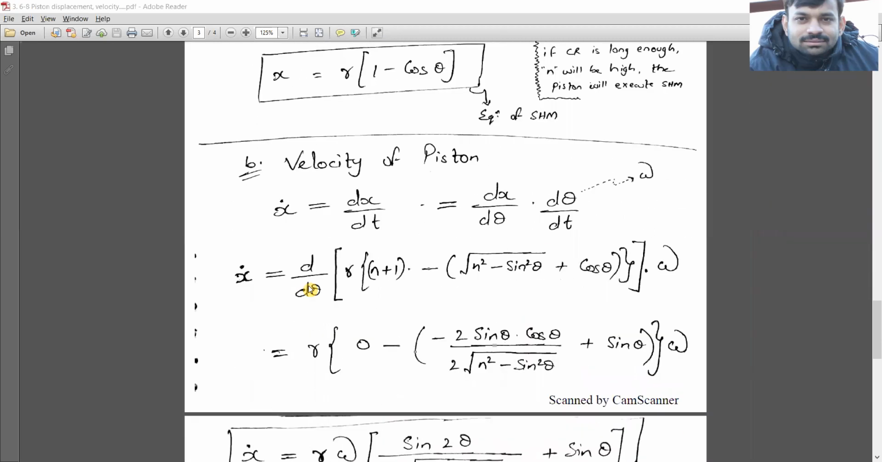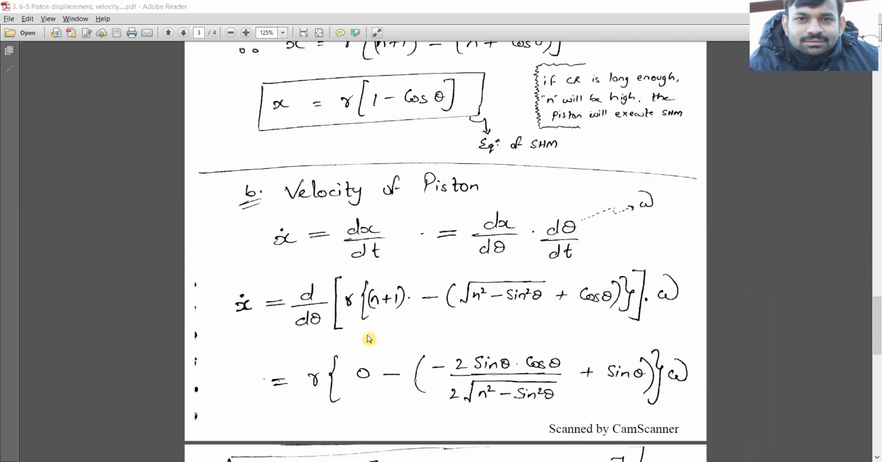We'll differentiate this equation with respect to theta. So here there is no theta term, so this will become 0, and this is simple differentiation. n square minus sine square theta once differentiated with respect to theta will give 2 sine theta cos theta upon 2 under root n square minus sine square theta. Okay, and this cos theta will become sine theta. Differentiation of cos theta would be sine theta into omega. Okay.